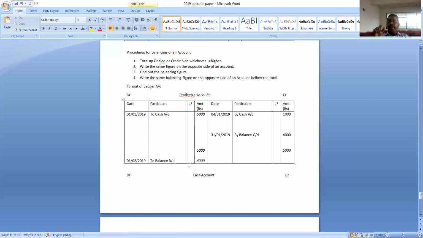Understood. What is the opening date? The opening date of the next month is 1st February 2019. That is the reason here we have written 1st February 2019, To balance brought down rupees 4,000.